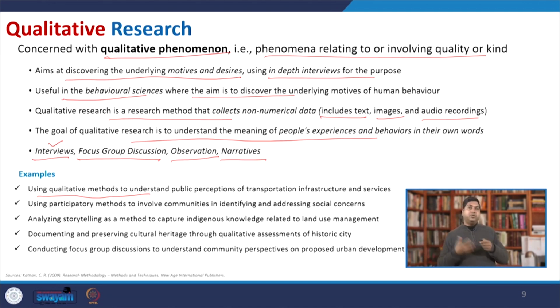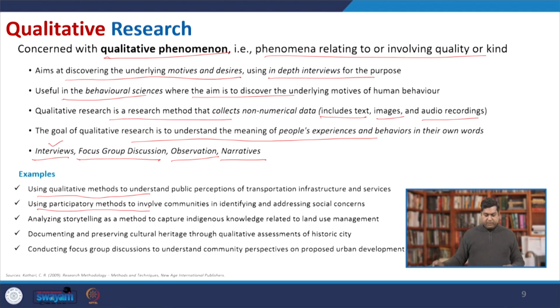So it's just about understanding their perception. If there is an image among common people that public transportation normally is not good, it's very crowded, you should not board that particular public transportation in a city if you have other options. Those kinds of things can be done under qualitative research.